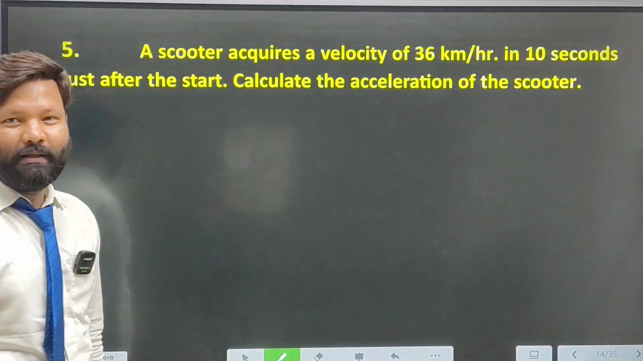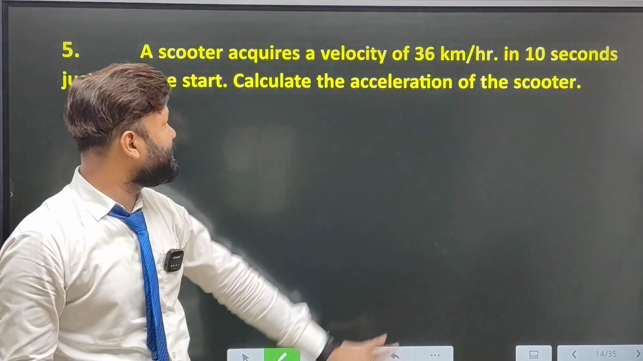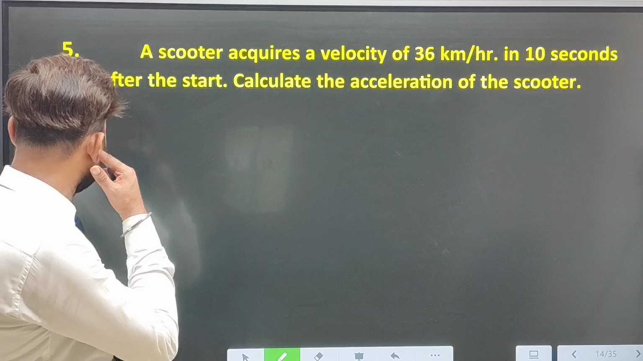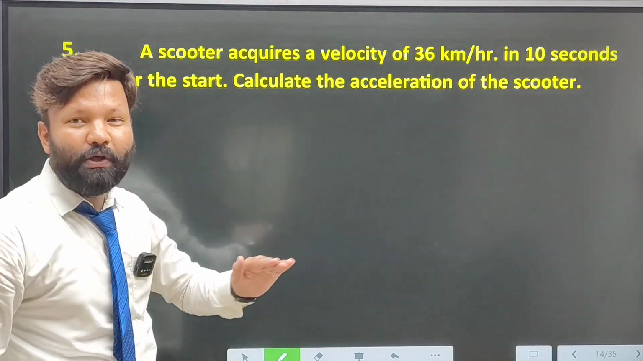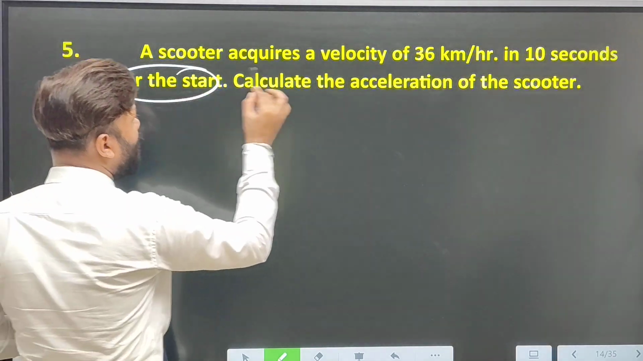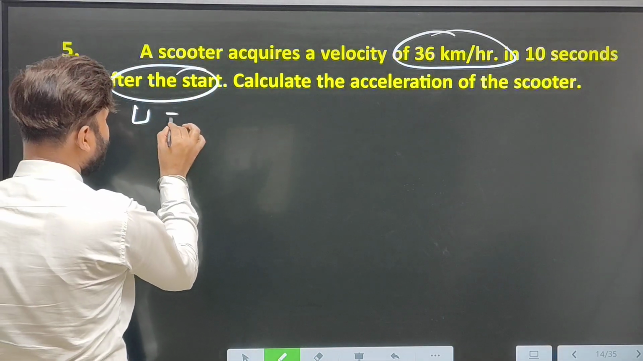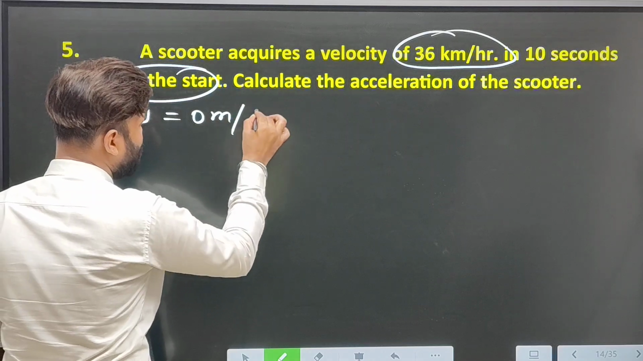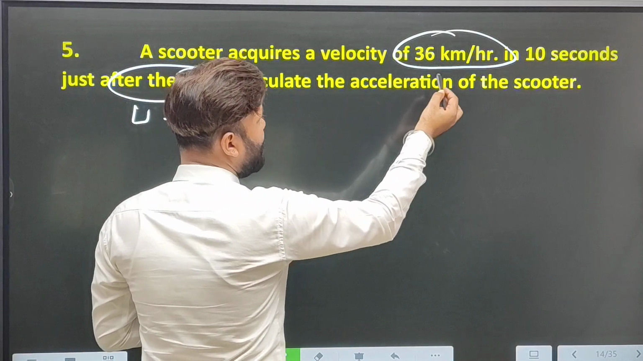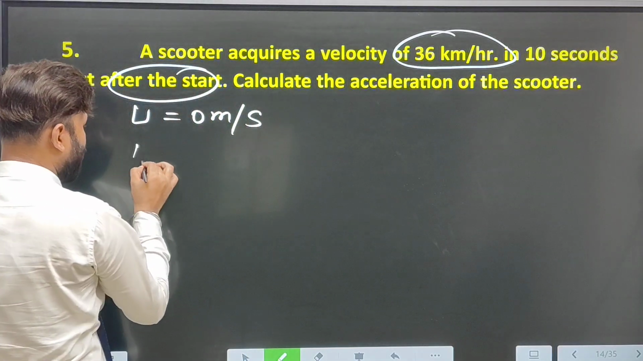Now question number 5, students. A scooter acquires a velocity of 36 km per hour in 10 seconds just after the start. So how much velocity have they acquired just after the start? This much. So when they have started, its initial velocity is 0 meter per second, students, and just after the start, after 10 seconds, the new velocity is 36 km per hour.